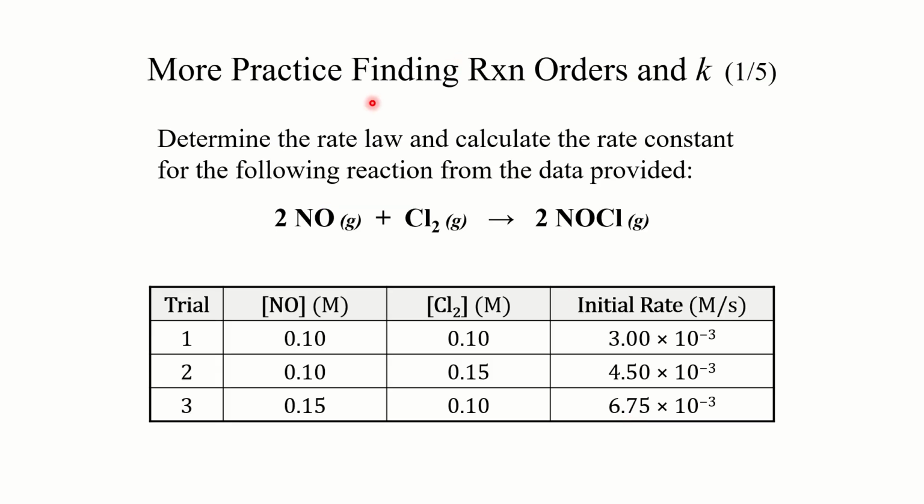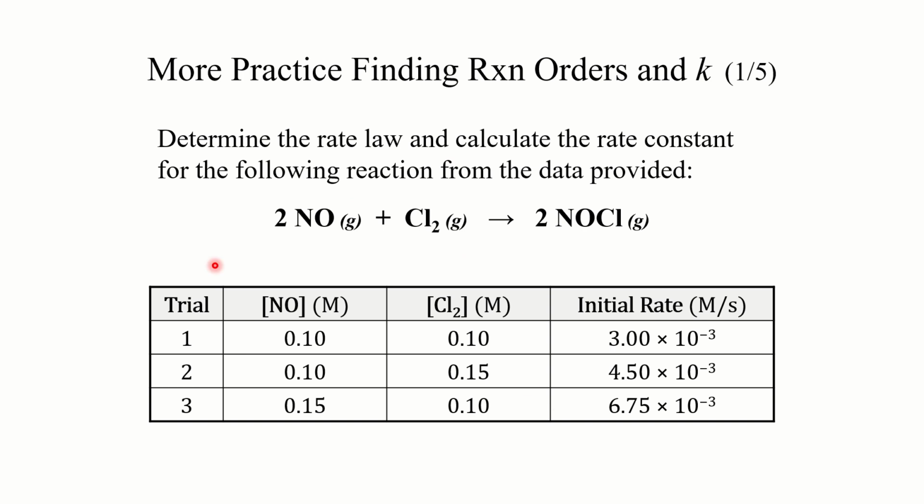All right, now I'm going to walk you through a slightly more difficult problem and show you how you do the math on a problem where you need to use the method of initial rates. So this problem states, determine the rate law and calculate the rate constant for the following reaction from the data provided. 2NO plus Cl2 forms 2NOCl.